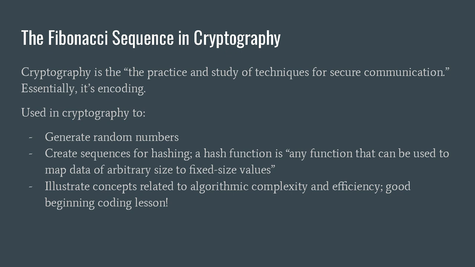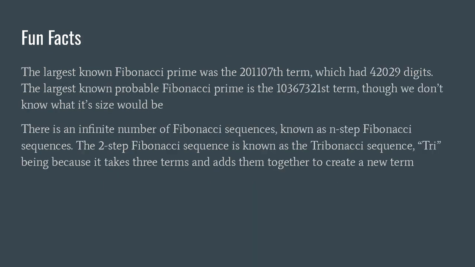It creates sequences for hashing. A hash function is a function that can be used to map data of any arbitrary size to a fixed size value. So an arbitrary size would be the Fibonacci sequence, and then you would map it onto a fixed size value. It illustrates concepts related to algorithmic complexity and efficiency. All that means is that it's really good for beginning coding lessons.